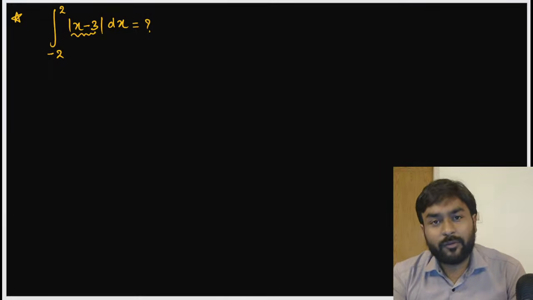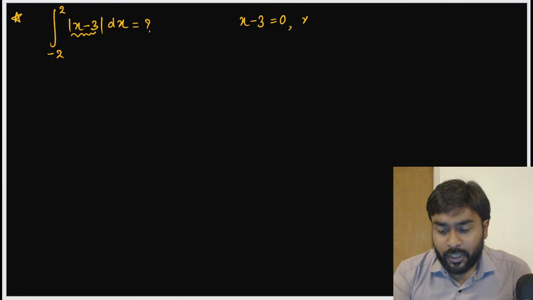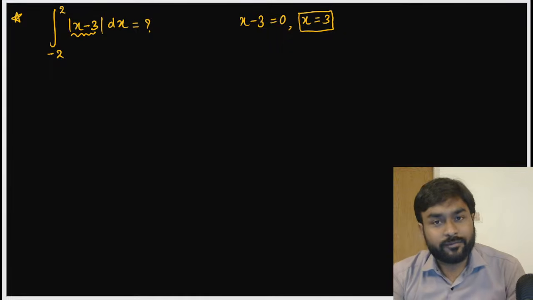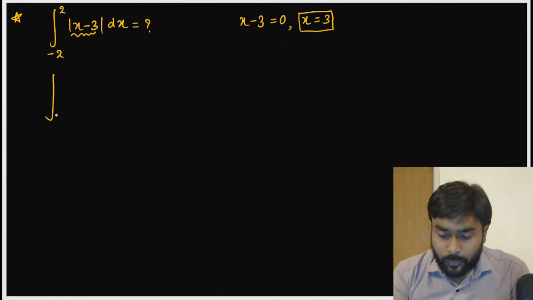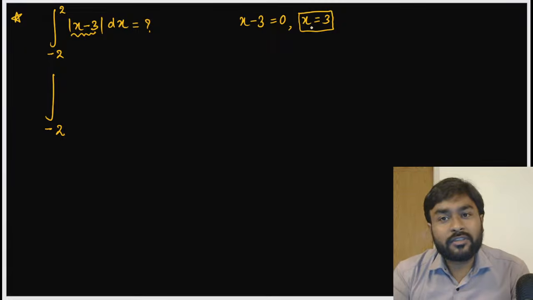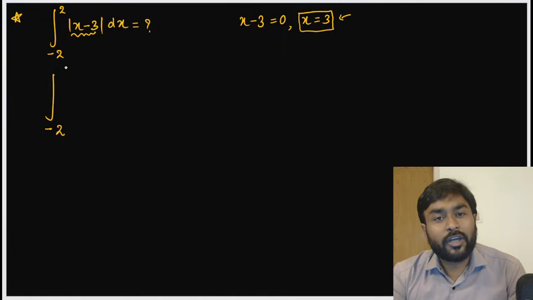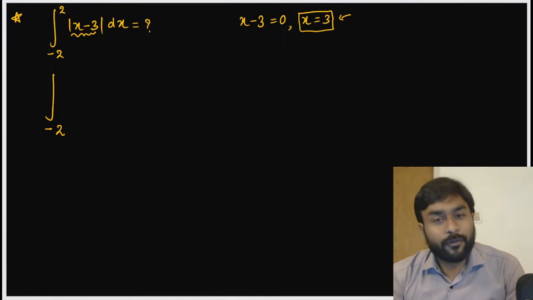This x minus 3, we will check where it is becoming 0. x minus 3 becomes 0 when x equals 3. So at x equal to 3, we would break this limit. The limit is minus 2 to 2, so we would break at 3. But x equal to 3 is not coming under our limit, so that is also very good. Directly we can substitute, correct?